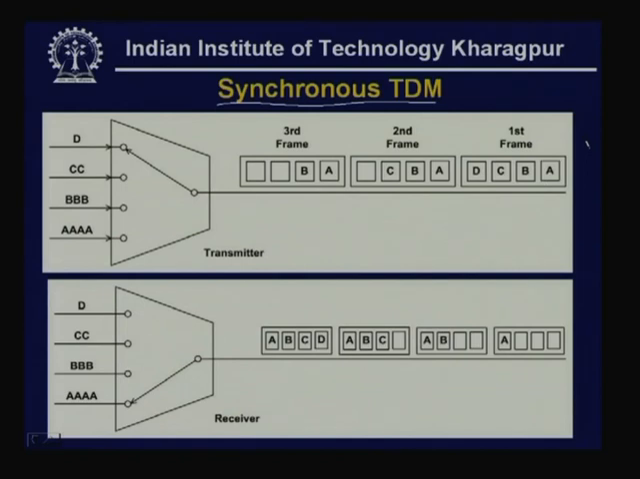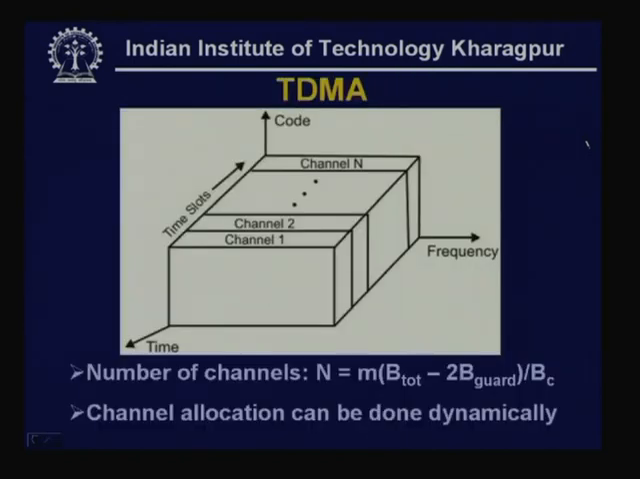But in TDMA it is done in a little different way. So, as you can see here, the frequency and code remain the same for each of the channels, however, the time slots are varying, and in this case the number of channels is equal to n, where m is the number of bits for each of the stations multiplied by B total, that is the total bandwidth available, minus 2 into the guard bandwidth by BC, that is the bandwidth of each of the channels. So, you have got separate channels.